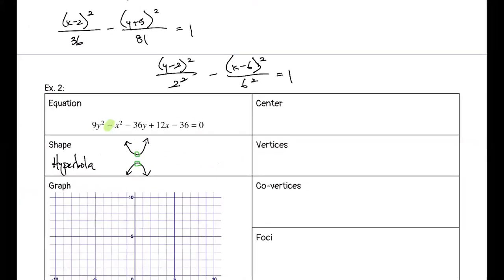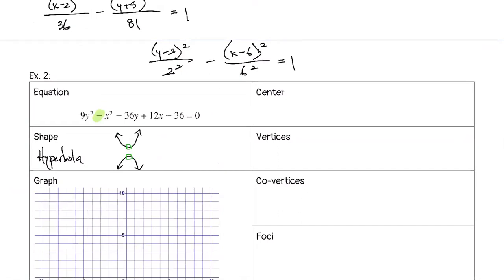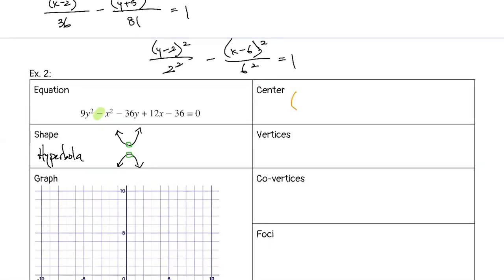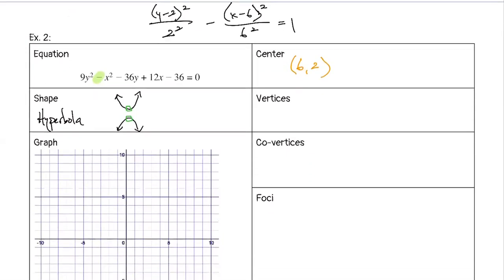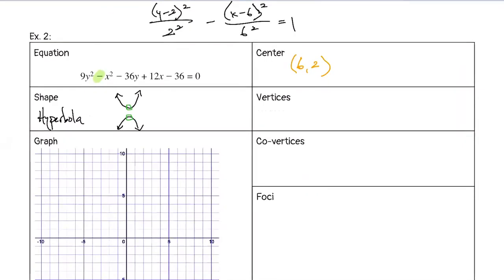Coordinates of the center. Six and 2. 6, 2. I'm so glad you said that. I actually would have been glad if you said 2, 6 as well, because that would have been the number one wrong answer. Okay, so we don't just read from left to right. We got to think about what's an x, what's a y. And so our center is going to be at 6, 2. And I'm going to go ahead and throw that on my graph. So I have that 6, 2.